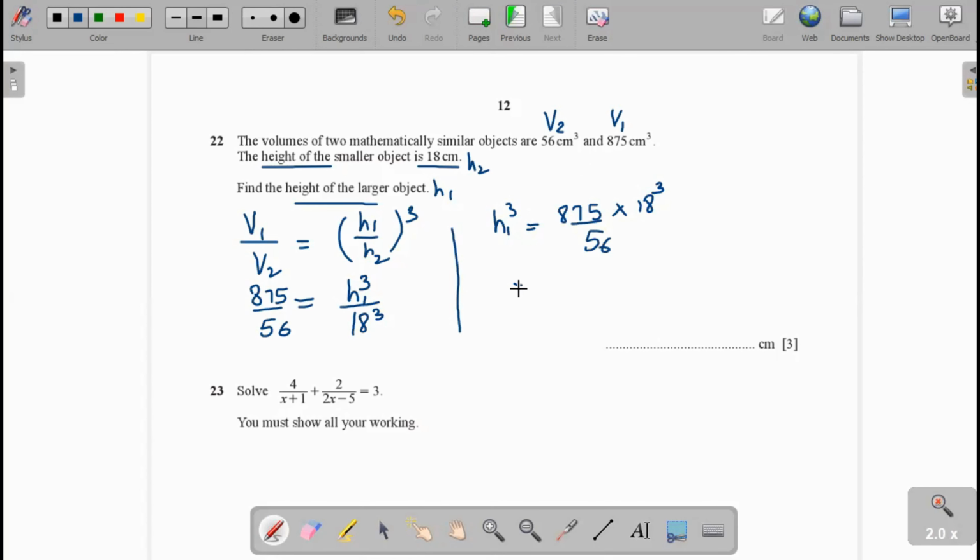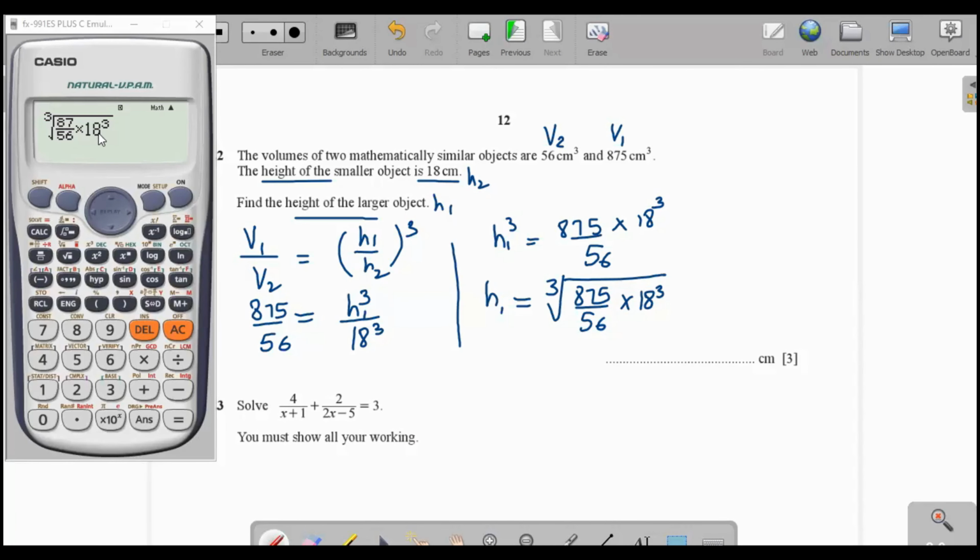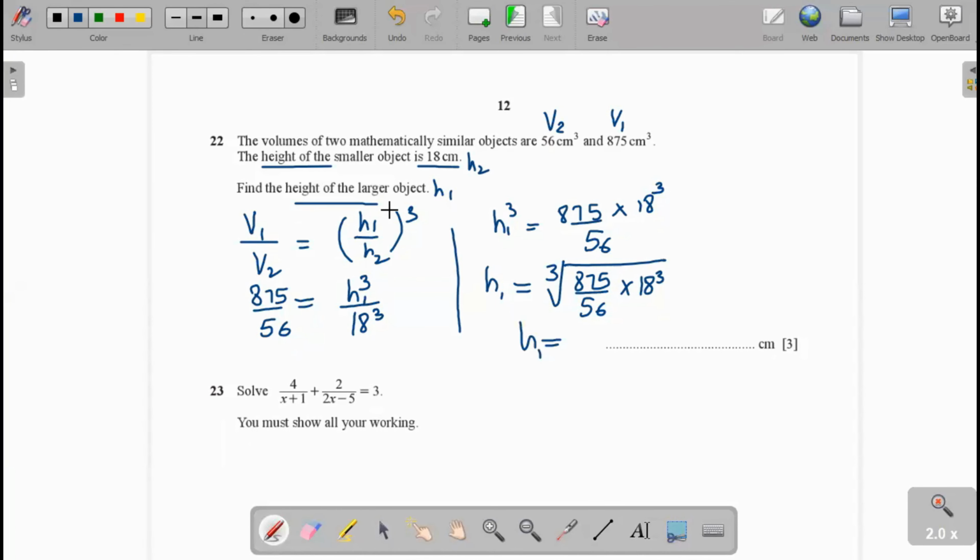Now we take the cube root on both sides, therefore H1 will be equal to the cube root of 875 over 56 multiplied by 18 cube. Now we calculate this. The cube root of 875 divided by 56 multiplied by 18 cube. Now the answer is 45. This is the height of the larger object.